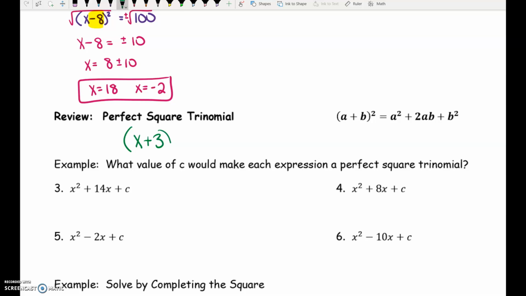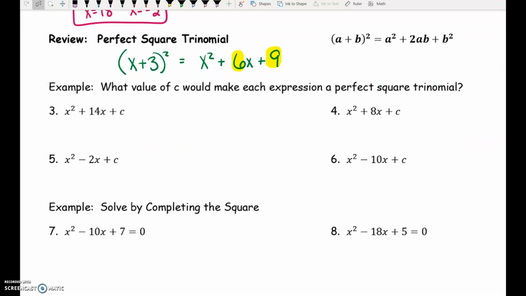X plus 3 squared is x squared plus 3 times 2 is 6, 6x. 3 squared is 9. And if you start to see that relationship that 6 and 9 are related with the number 3, 3 times 2 is 6, 3 squared is 9, you can factor that down to x plus 3 squared a lot easier. So in these next 4 examples, they're asking, what should C be to make it be one of those perfect situations that we just talked about, a perfect square trinomial?